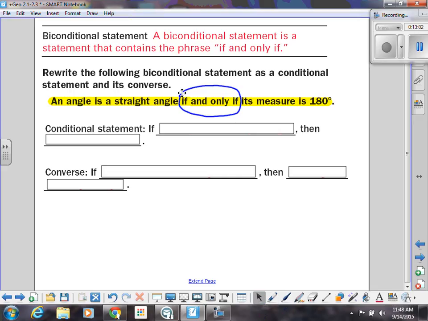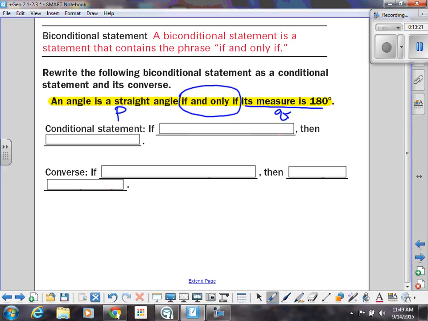Notice that the sentence does not start with "if." Do you see that? All the other ones started with "if," didn't they? A biconditional statement doesn't have the "if" at the beginning. It has "if and only if" in the middle, between the hypothesis and the conclusion. So this is like my P, and this is my Q.